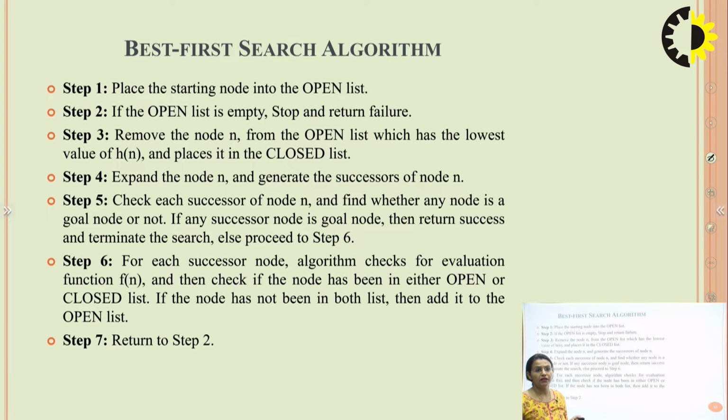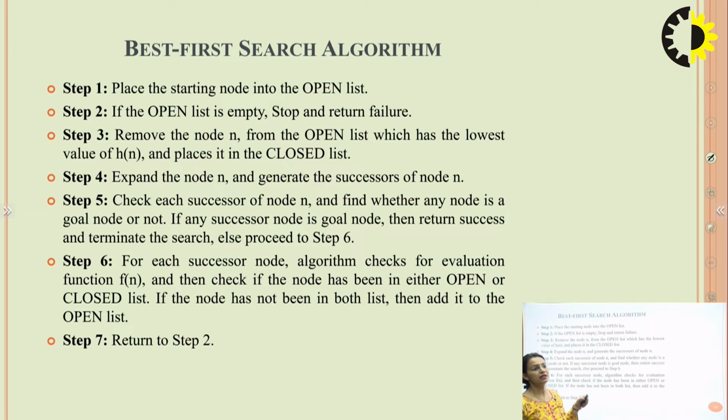Step 5 will be to check each successor of the node and find whether it is the goal node or not. If any successor of a node is a goal node, then return success and terminate the search. Proceeding to the next step, the algorithm checks the evaluation function and then checks whether the node is in the open or the closed list. If the node is in neither list, then add it into the open list, and if not, return to step 2, that means iteration will be done.